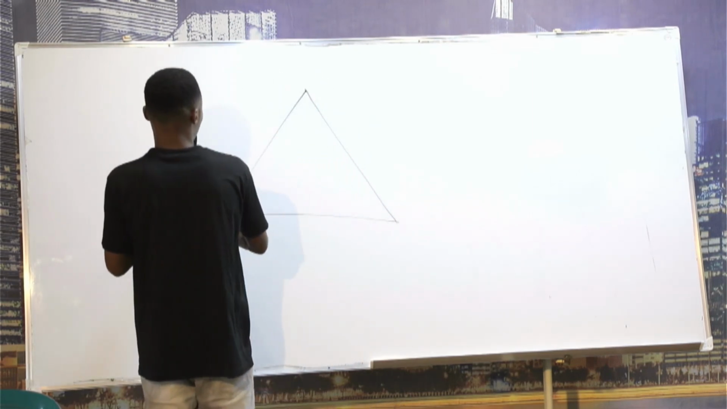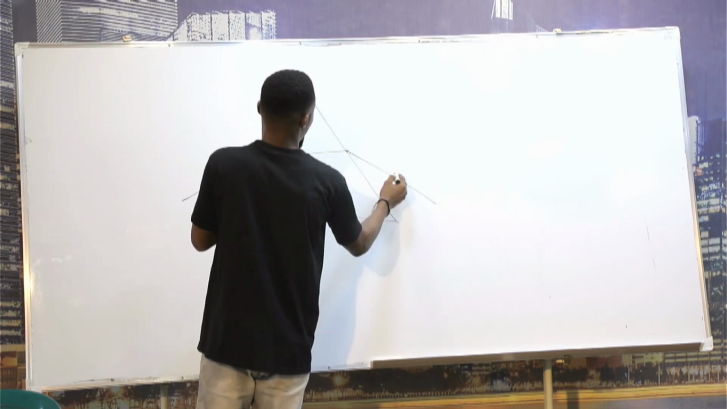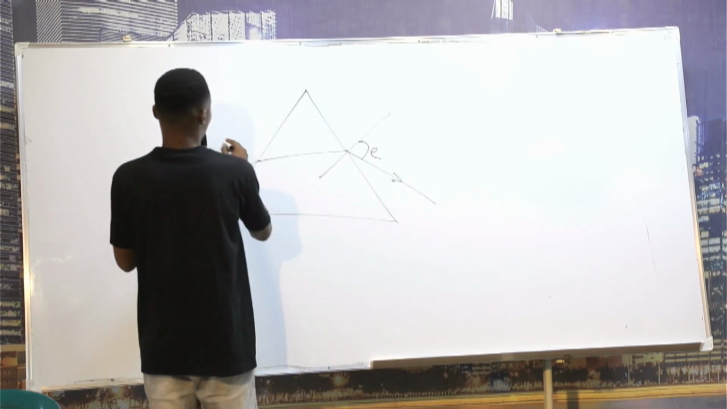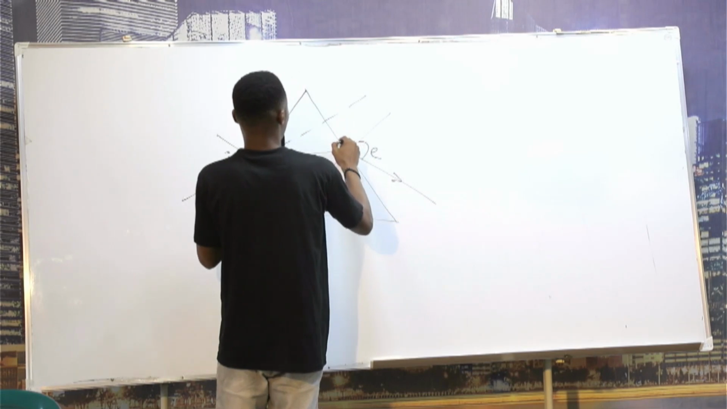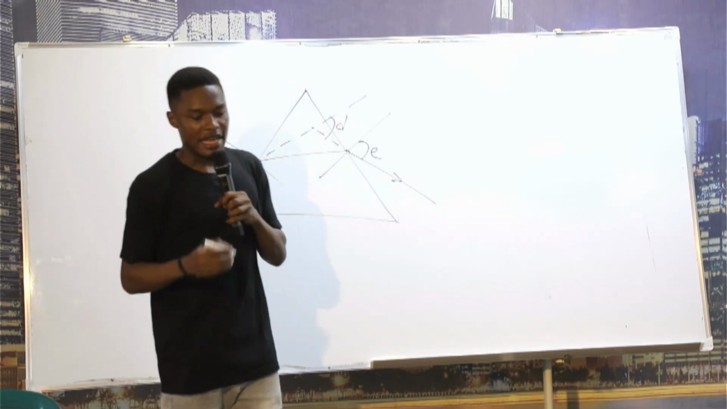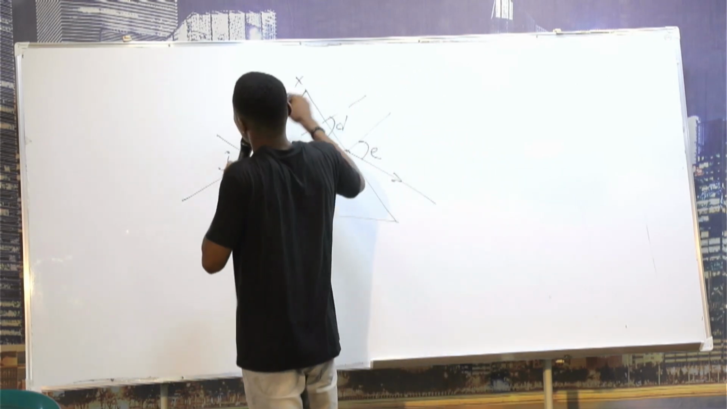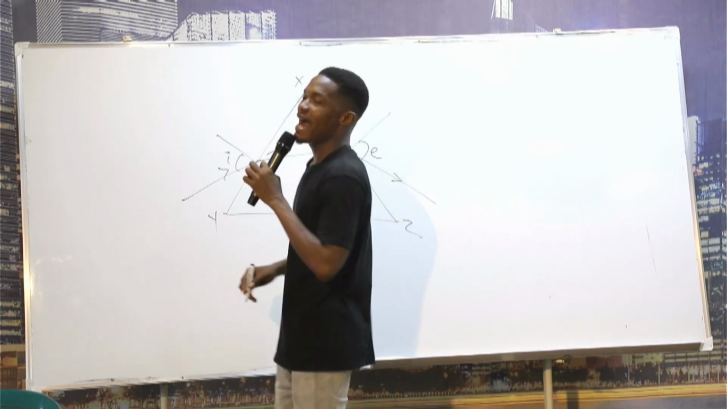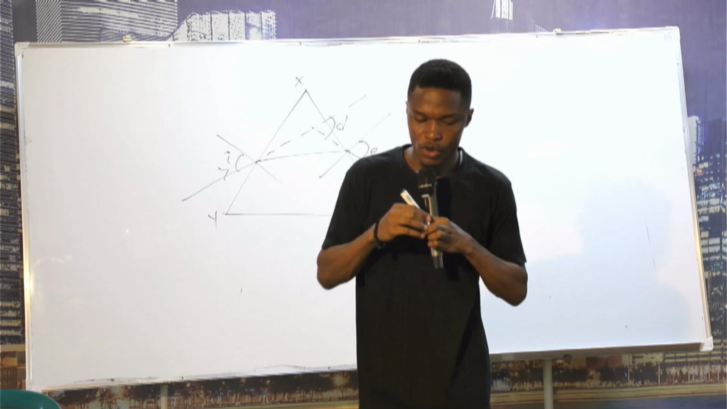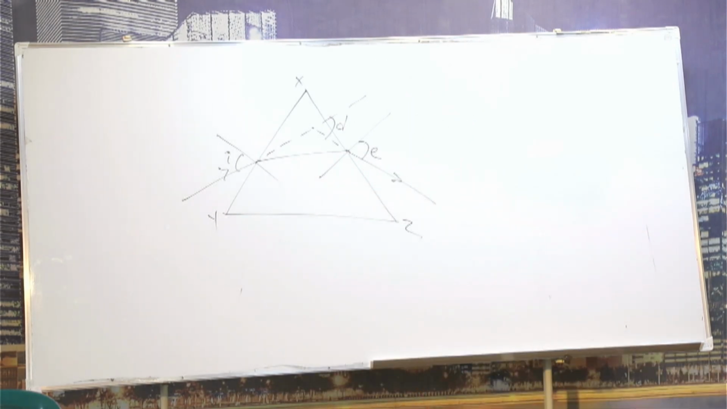The diagram shows a ray of light incident on an equilateral triangular glass prism XYZ. Have you done that? XYZ. Full stop.